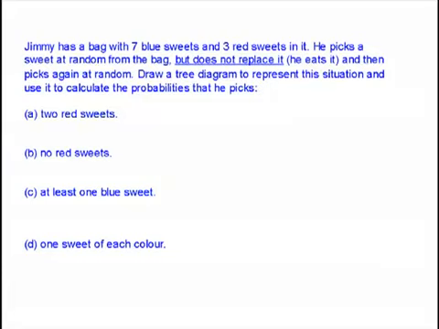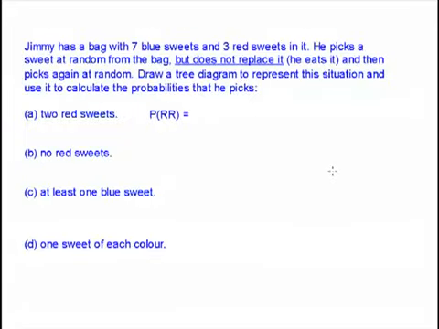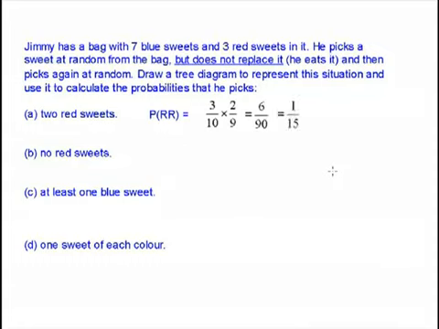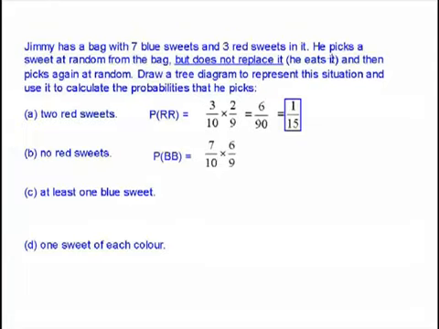Right, let's go to our question. What's the probability that he picks 2 red sweets? Well, that's this bottom row here. We've already seen how that works. Answer is 6/90, which we can cancel down to 1/15 if we wish. No red sweets. Well, no red sweets means that they're both blue, so it's this top situation. BB 42/90, which cancels to 7/15.